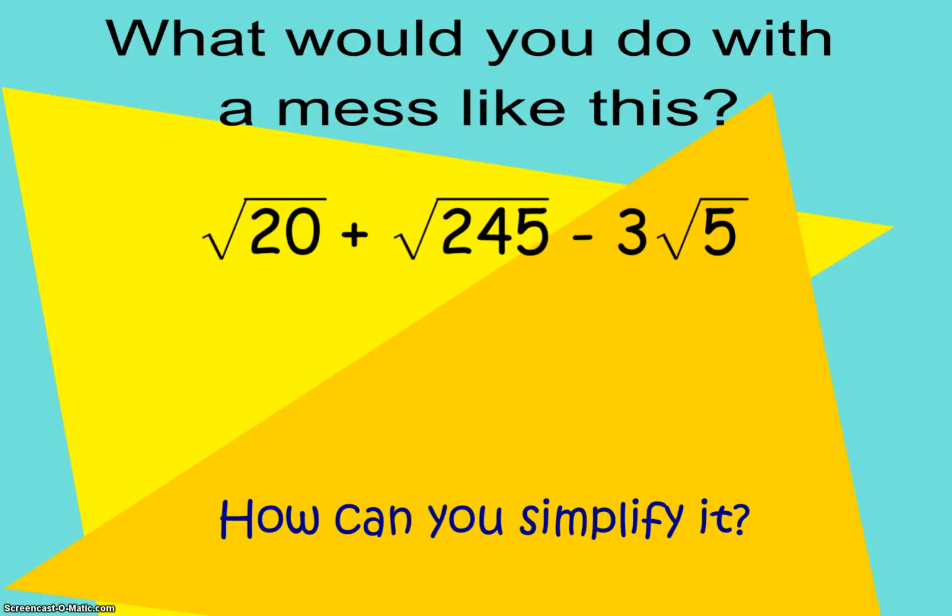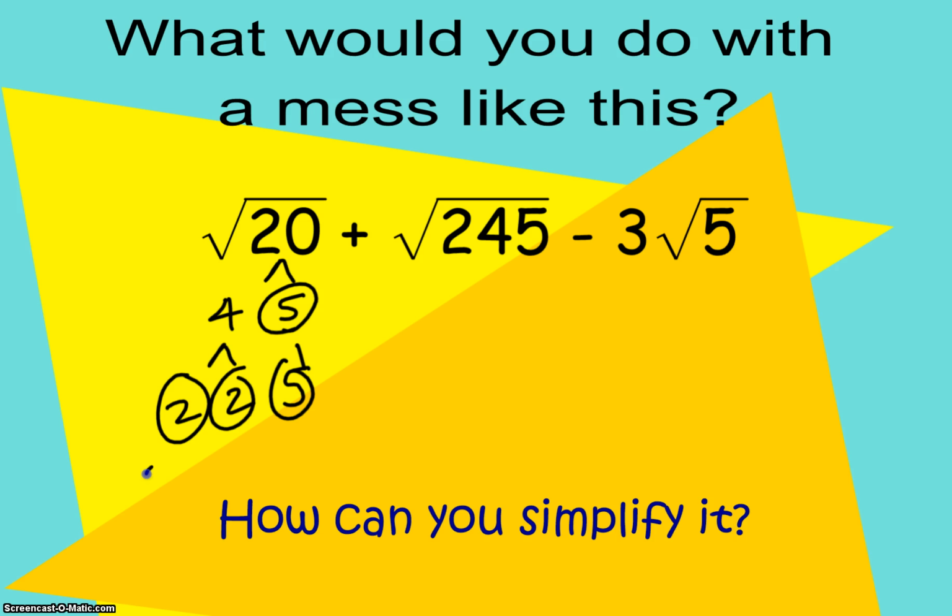So in your ISN, here is your first example. What would you do with a mess like this? Well, we know that before we can combine like terms, we have to simplify. So we're going to take the prime factorization of 20, which is 4 and 5. 5 is prime, 4 is 2 and 2, and 5. So the square root of that, I'm going to have 2 square root of 5 plus, well, now I can take the prime factorization of 245. So 245 divided by 5, because I'm going to start with a 5, is 49.